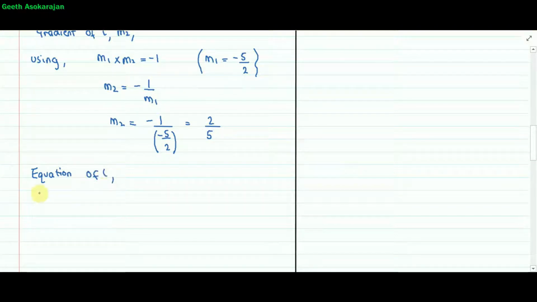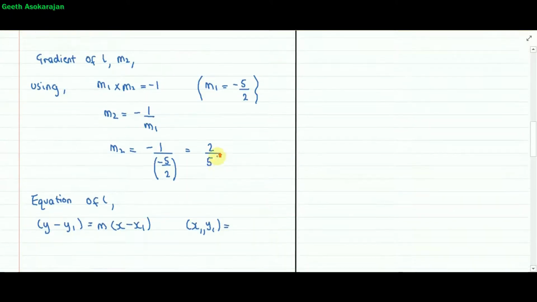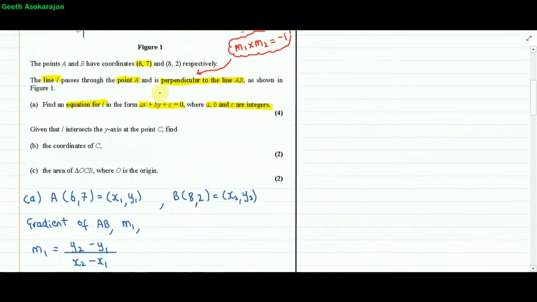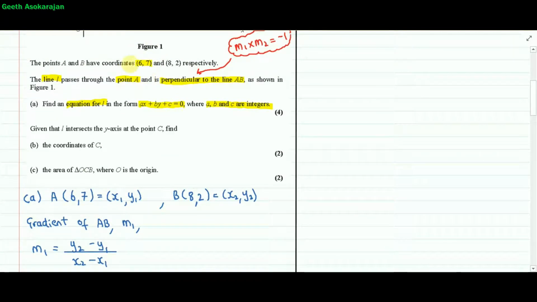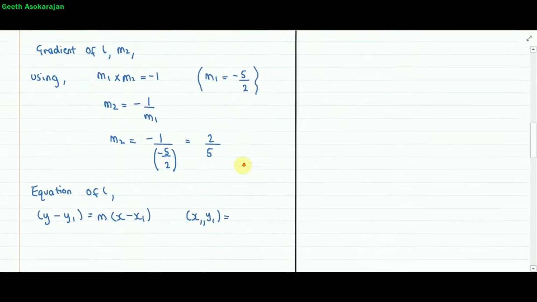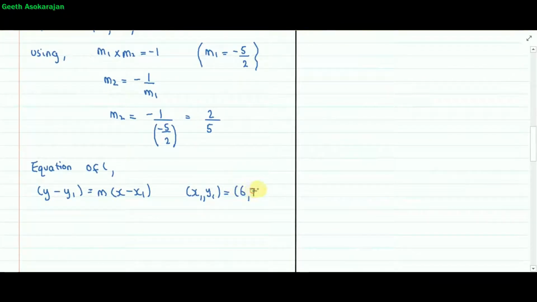I'm going to be using this formula, y minus y1 equals m multiplied by x minus x1. So x1 and y1 in this formula are the coordinates of the point where the line passes through, and the point that this line passes through is point A. According to the question, A has coordinates 6, 7. So let's make a note of that, 6, 7 for x1, y1. As far as m is concerned, with regards to this formula, m is the gradient of L, and m is m2 in this case, and m2 is 2 over 5.